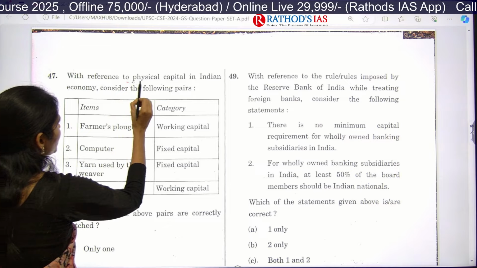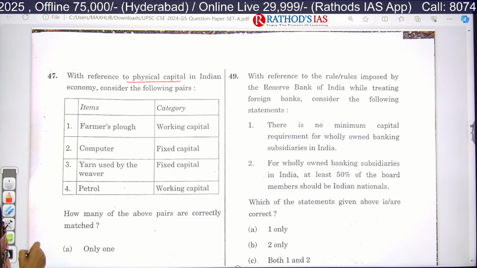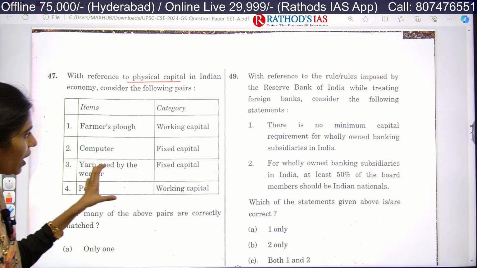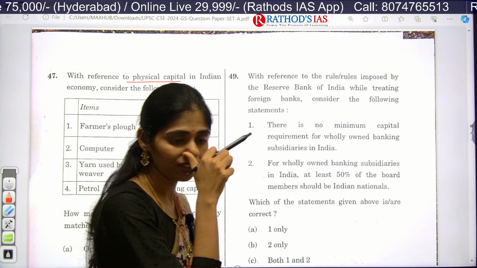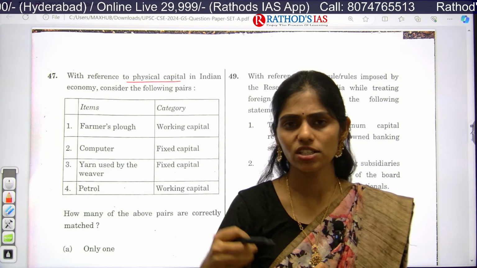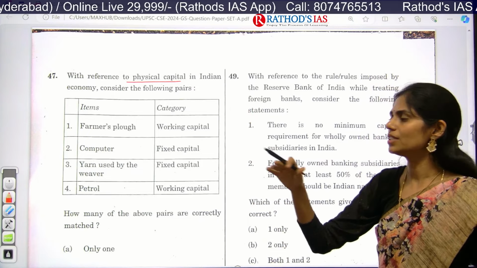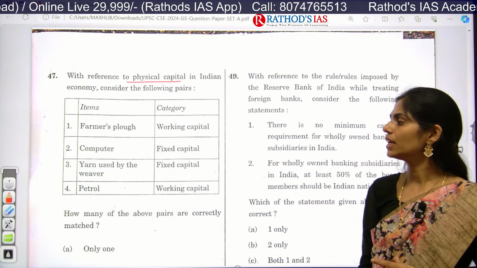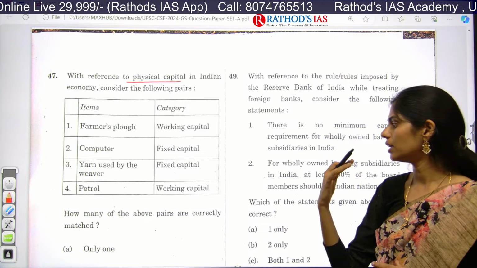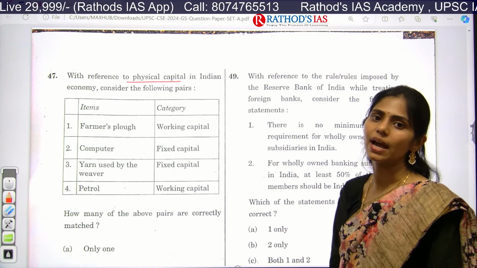With reference to physical capital in the Indian economy, consider the following pairs. If you have a basic idea of NCERT economy, especially the 9th class NCERT, you can do this answer, because they have clearly given what is working capital, fixed capital, etc. in the first chapter of the 9th class.